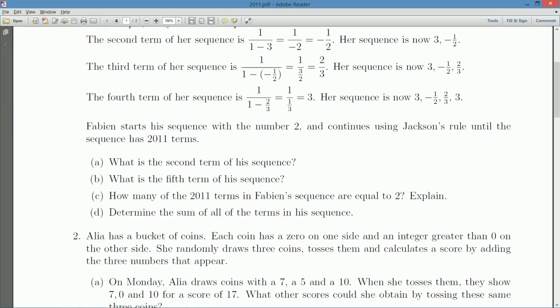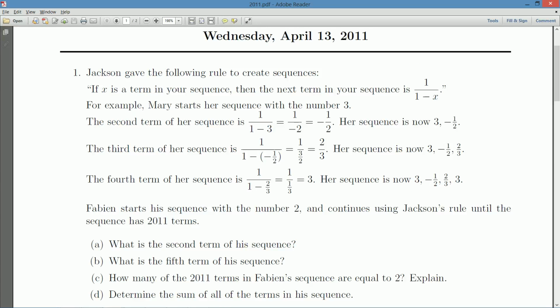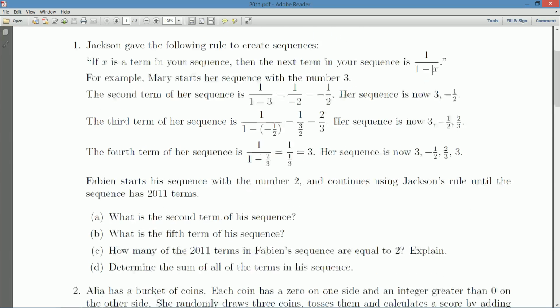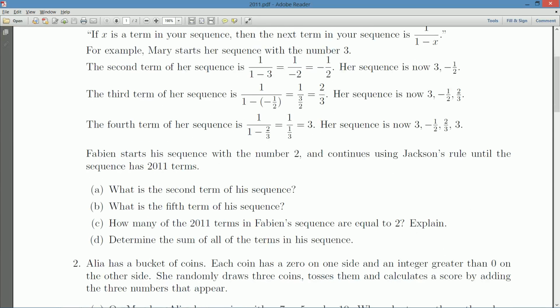Fabian, let's say, starts his sequence with the number 2 and continues using Jackson's rule until the sequence has 2011 terms. Question A: what is the second term of the sequence? Okay, they're getting us accustomed to how the sequence works. We've seen examples of how it works for Mary. Now we're being asked to compute just the second term of the sequence. And if we look ahead at B: what is the 5th term of the sequence?